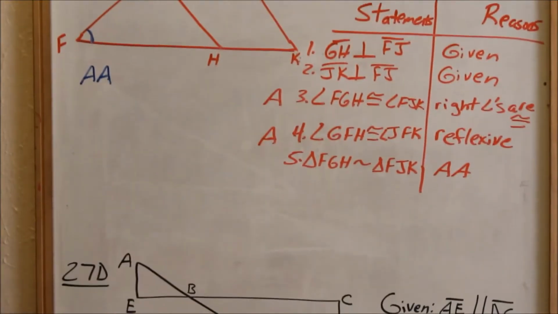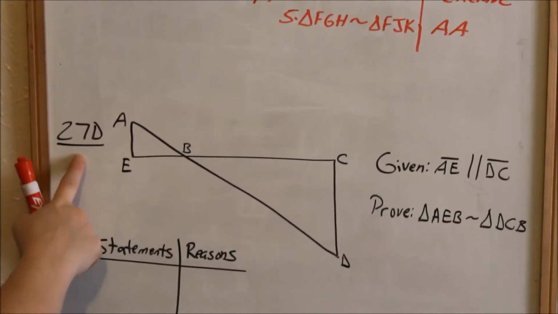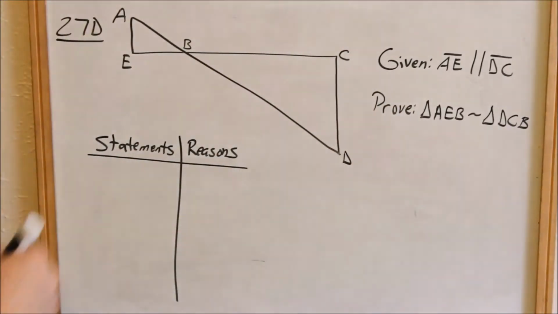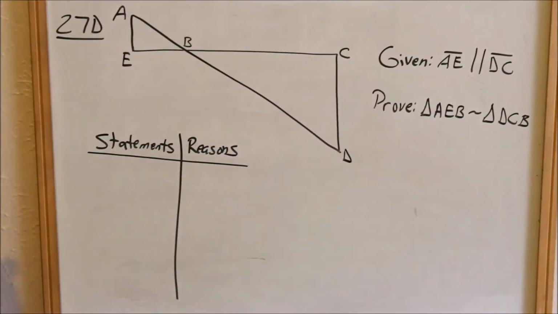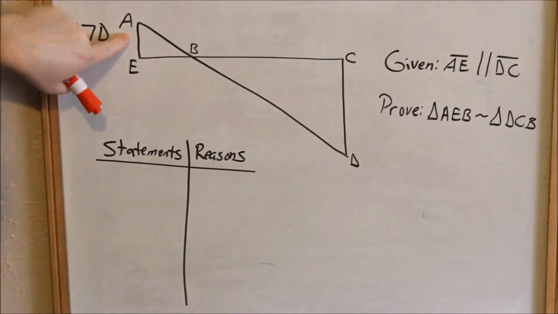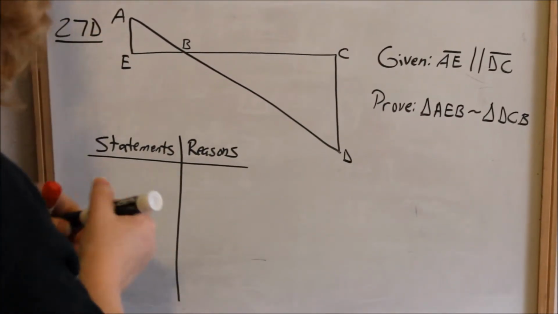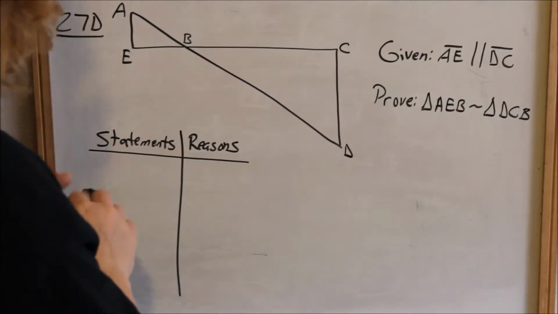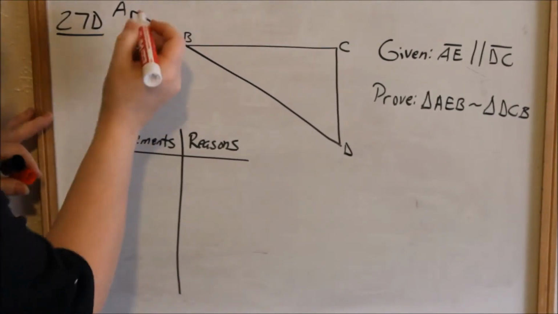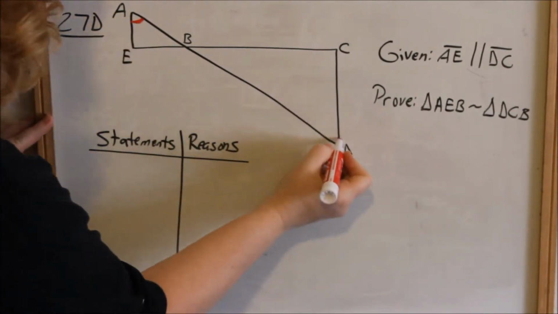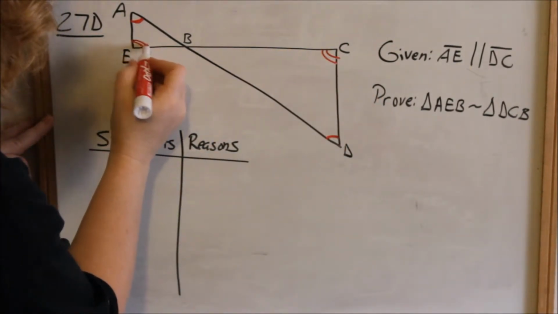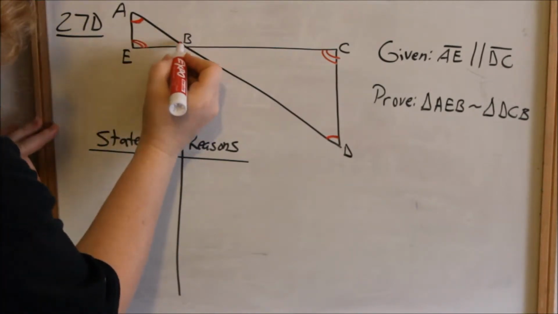Okay, let's jump down here to a problem on 27D. In our given, we are told that AE is parallel to DC. When we have parallel lines, what do we look for? Alternate interior angles. We have two sets of alternate interior angles. We have this angle right there and that angle, or we have this one and that one. We also have vertical angles.